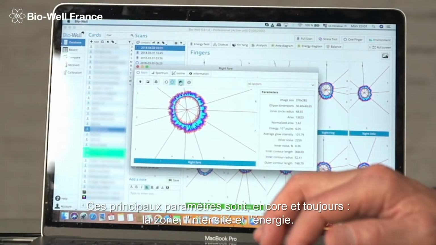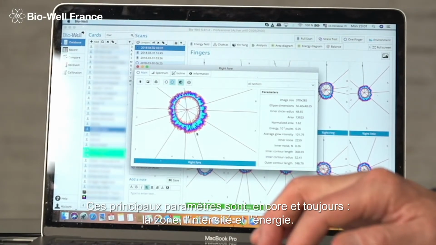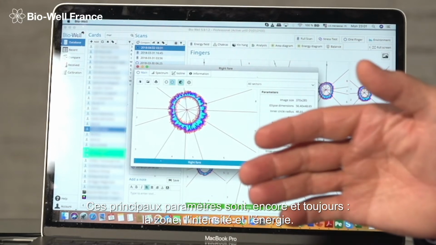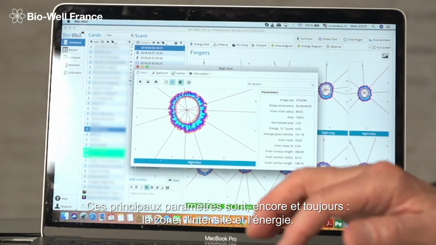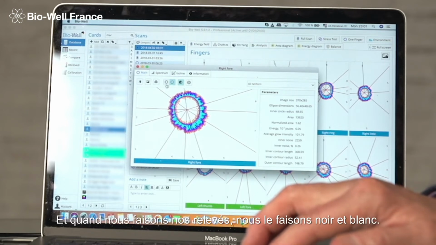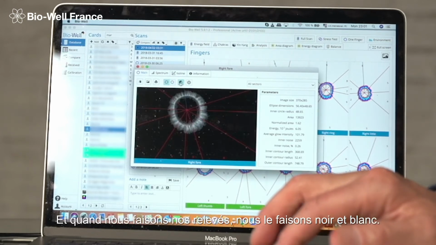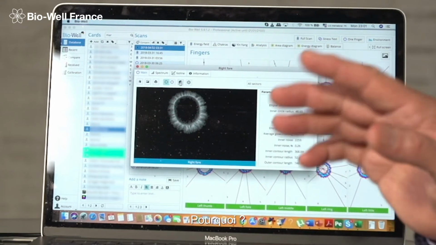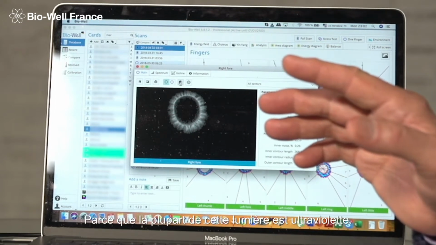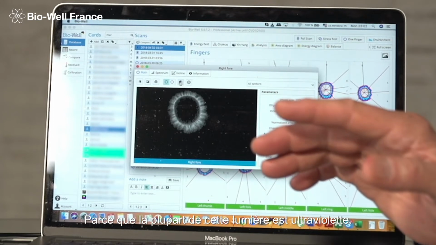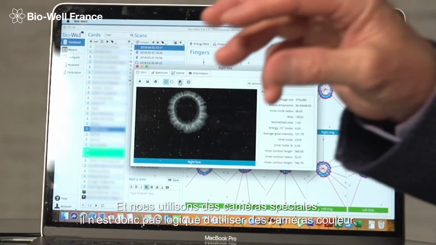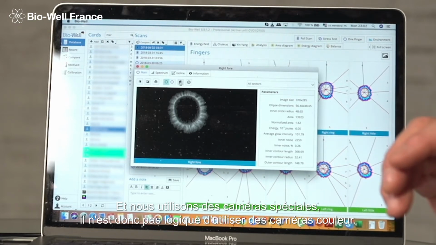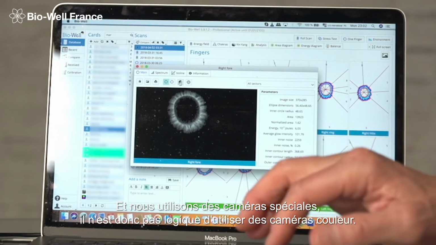Those parameters evaluate overall area, energy, intensity, and other topics. And when we take our readings, we take them in blue, black and white. Why? Because the main part of this light is in ultraviolet. And we are using special cameras, so it doesn't make sense to use color cameras.